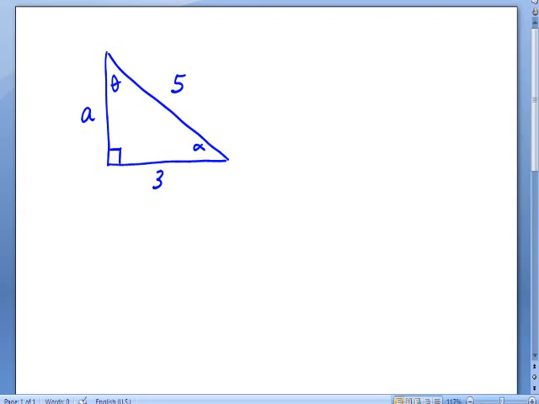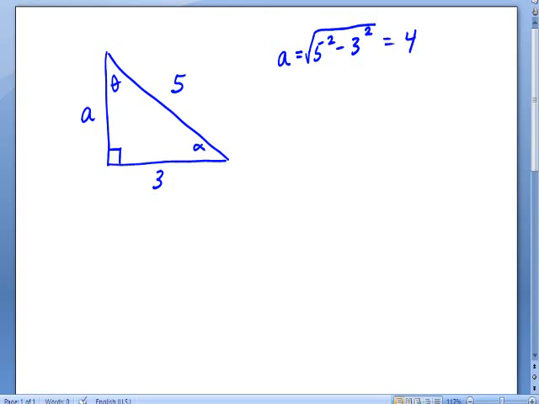Alright, solving for A, alpha, and theta. In this case, I would start by solving for A, although it's not necessary. You can do this in any order. I know the two sides are 3 and 5, so I can use Pythagorean theorem to solve for the remaining side. So 5 squared minus 3 squared, and then square root the answer, and I'll come up, in this case, with A equals 4. 3, 4, 5 is a very common right triangle.